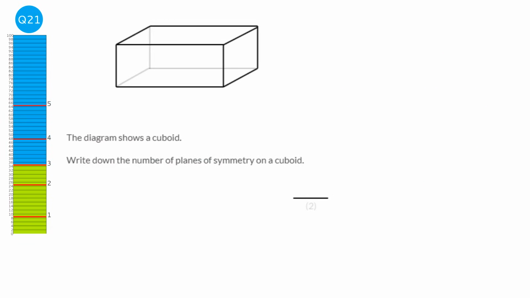A plane of symmetry is anywhere you can cut a 3-dimensional shape, in this case a cuboid, and put it up against a mirror and it looks like the original shape. So if we were to cut the cuboid here and then put it up against a mirror, it would look like the cuboid again. Similarly, if we were to cut it along here, it would look like the original cuboid again.